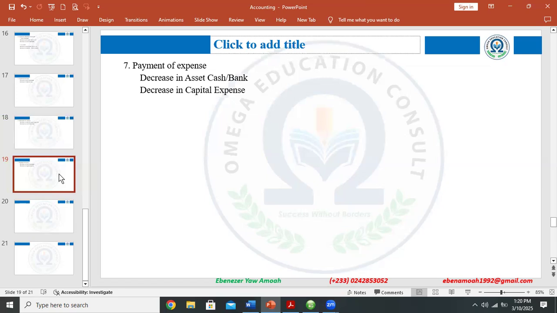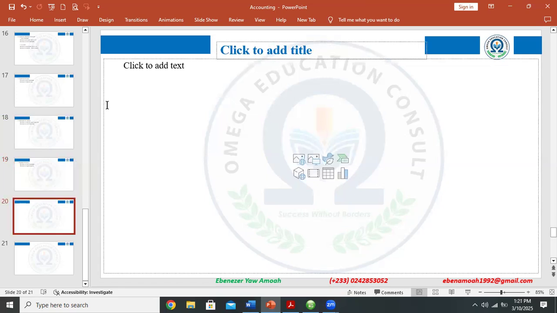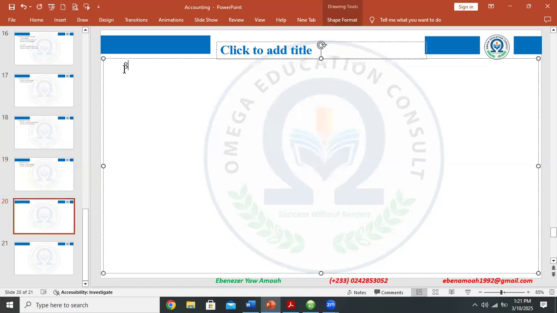So that's the seventh transaction. Let's go to the eighth. I'll be glad if we can finish the 10 and maybe begin to look at examples of transaction, and then you'll be giving me this. So the eighth is receipts of income.